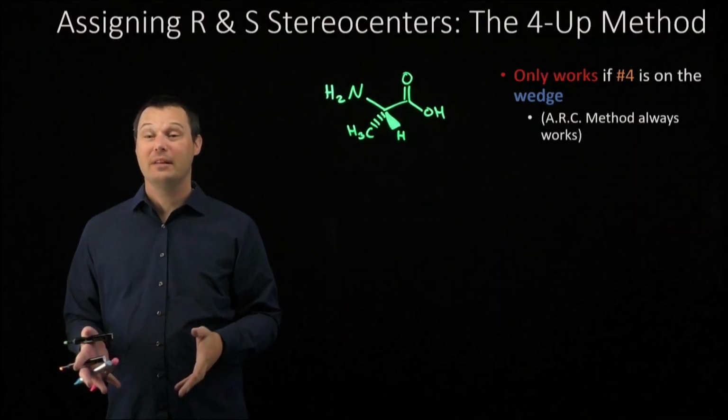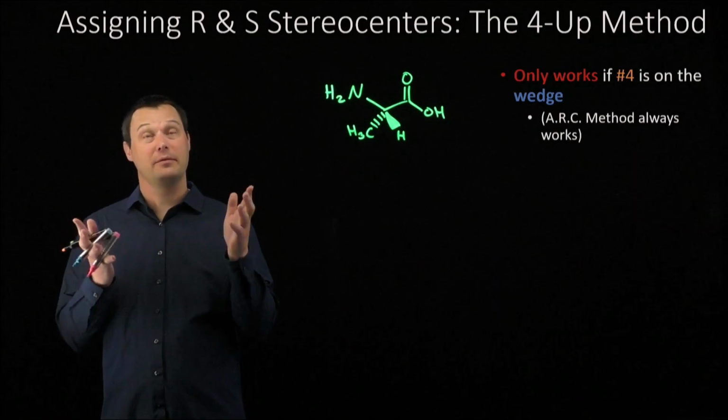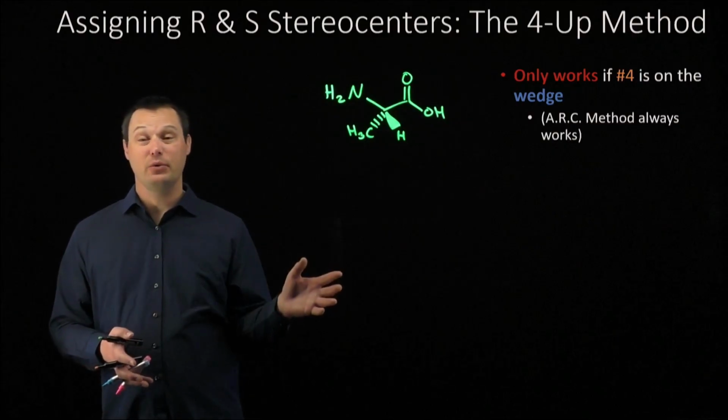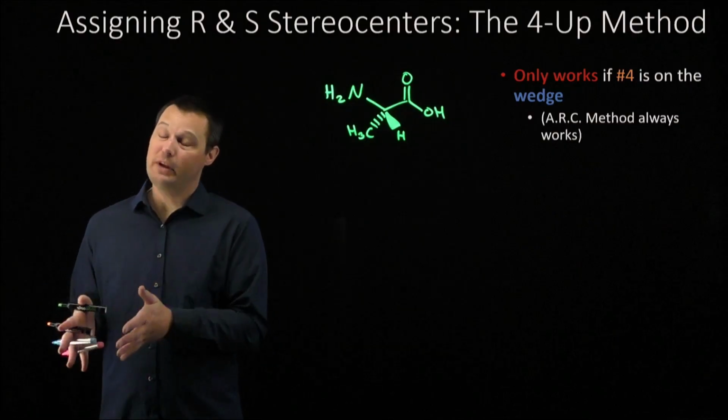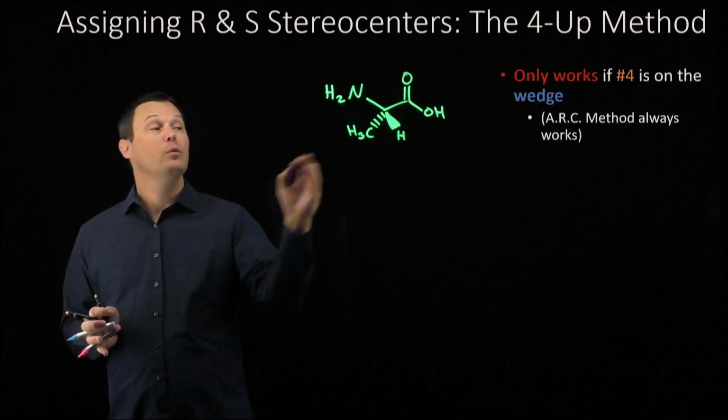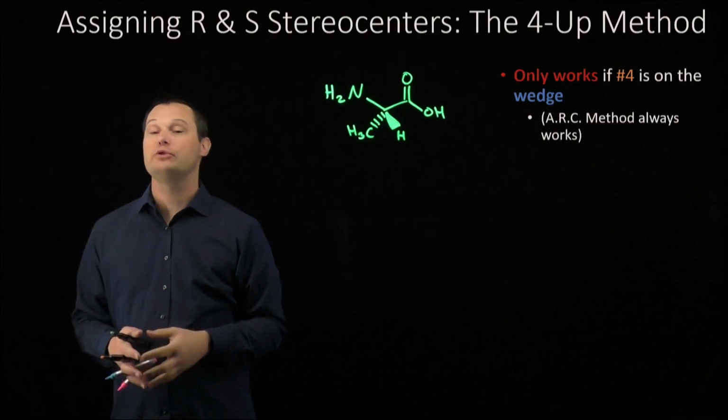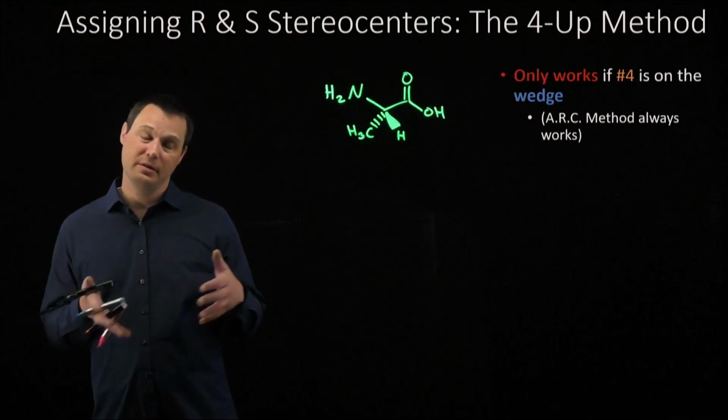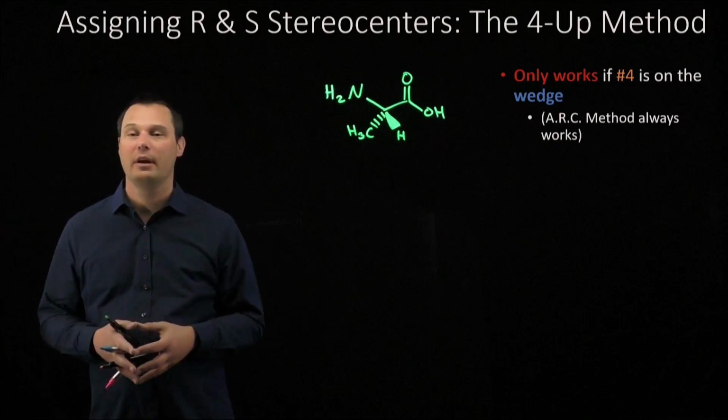Hey there, OChemNinjas. Let's talk about a very specific method for assigning R and S. This is not a universal method. This is a very situational method that works perfectly when the number 4 priority group is pointed towards you on a wedge. This video is part of a series of videos on alternative methods for labeling R and S stereocenters.